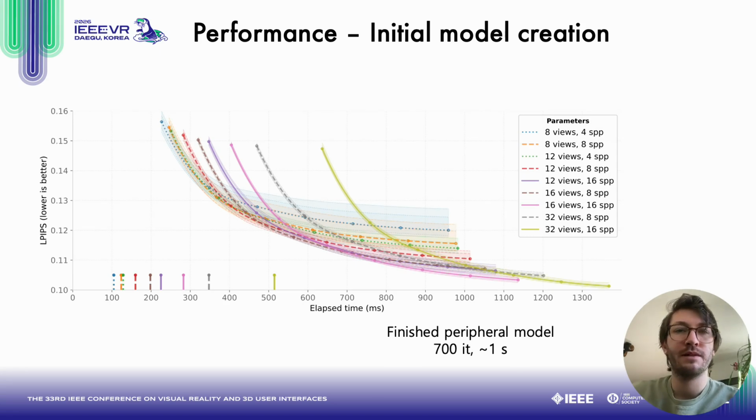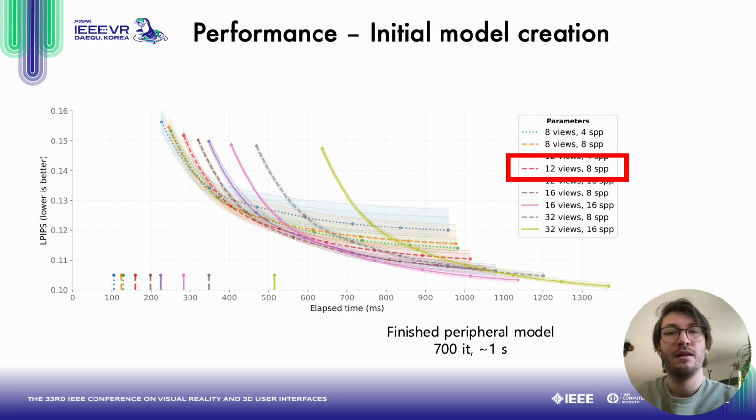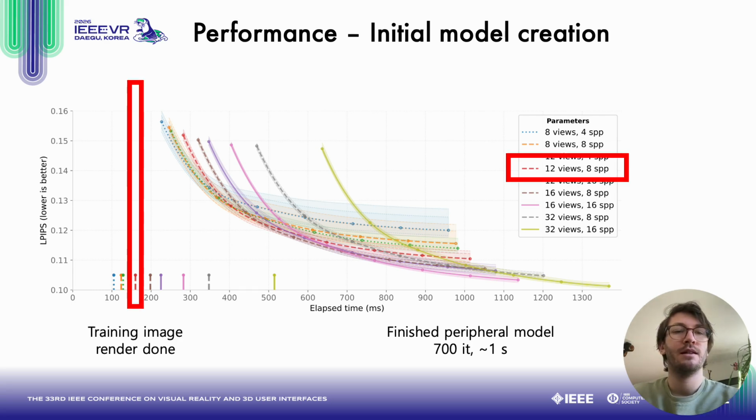Looking at the performance of the initial model creation, we have evaluated different options in terms of views that we need for the model and the sample size for each. Let's focus on one parameter set that we found got very nice results. In this option we use 12 views with 8 samples each, and in this graph we can see that the training time to render these 12 images takes around 150 milliseconds.